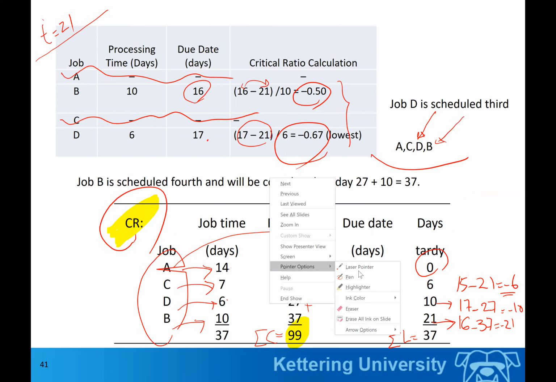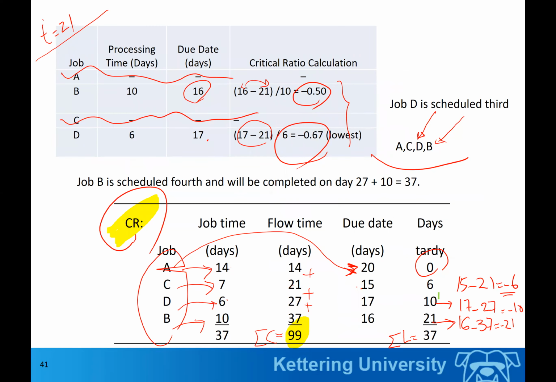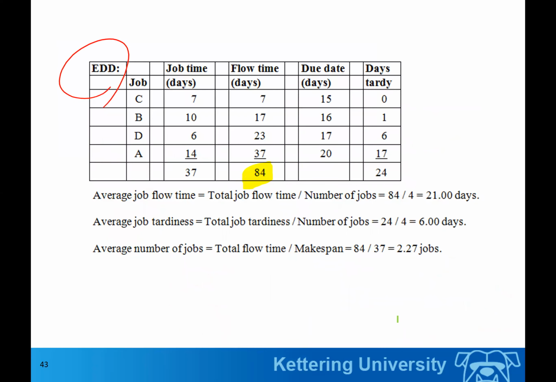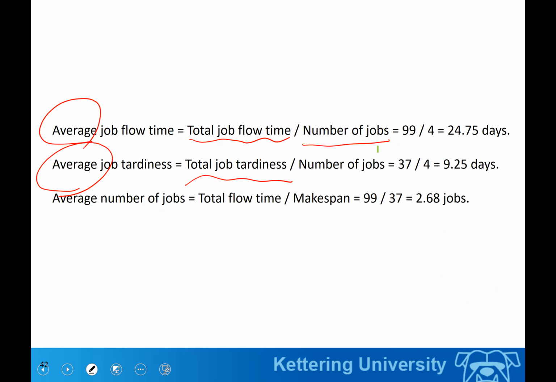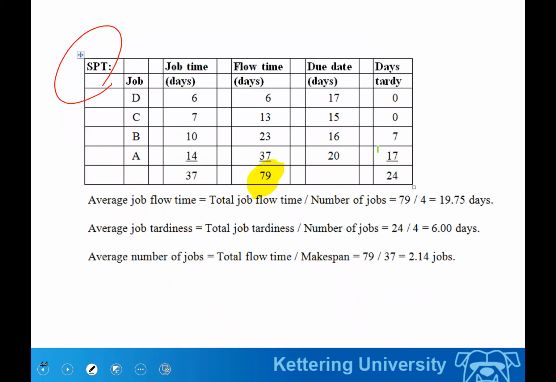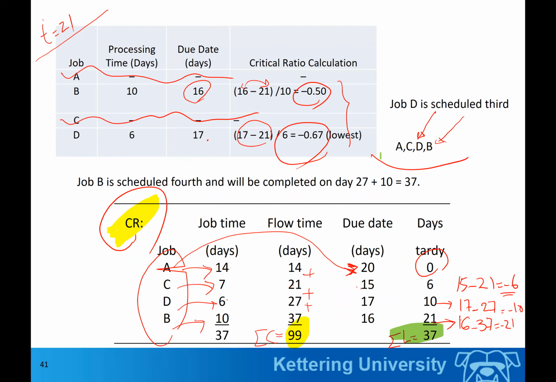The other thing is to look at the maximum lateness or total lateness. Let me change the color, for example, to green. Look here, the total lateness is 37 using critical ratio, total tardiness. For EDD, the total tardiness is 24. So it seems EDD for this problem is giving the best answer. Look at the maximum amount of tardiness. Maximum tardiness using critical ratio is 27.